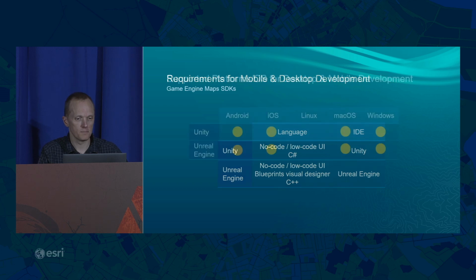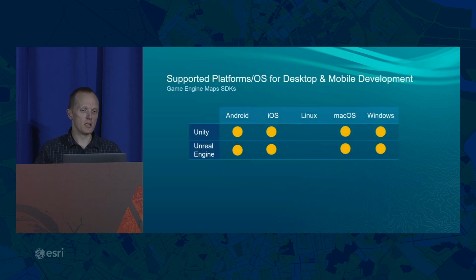Unity provides extensibility and development with C#, and then Unreal Engine has a visual designer system called Blueprints, or a C++ API. In terms of the operating systems they support, with Unity you can target Android, iOS, macOS and Windows. Unreal Engine provides the same support. Notably, both Unity and Unreal Engine do support Linux. We don't with our SDK at the moment, but we are considering it as an option for the future. So if you want to work with Unity or Unreal Engine to build your application and you need to deploy to Linux, then we're keen to hear from you.